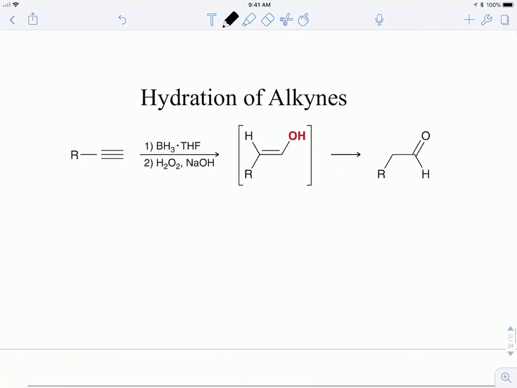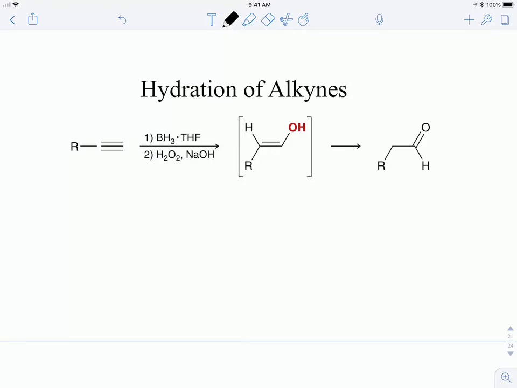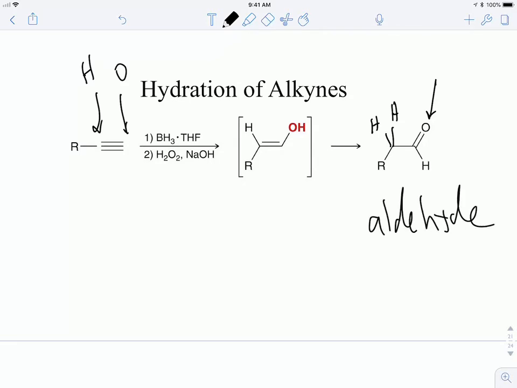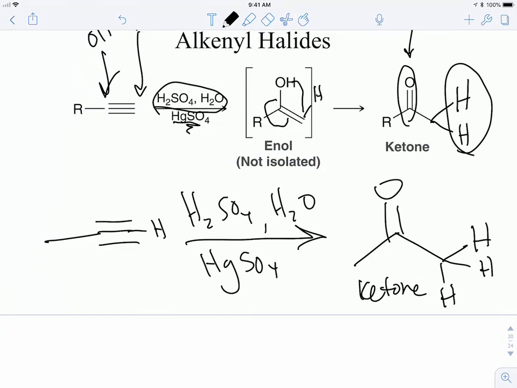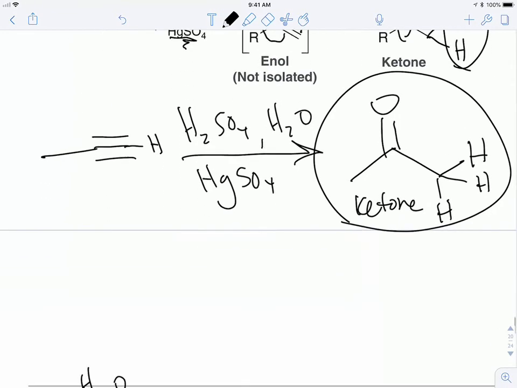Alternatively, remember, we could hydroborate. That would give us a hydrogen on the more substituted carbon and our oxygen on the less substituted carbon. So as you can see, the oxygen ends up on the less substituted carbon and the two hydrogens end up on the more substituted carbon. This is called an aldehyde. So hydroboration oxidation gives us an aldehyde, whereas hydration with an acid catalyst gives us a ketone.